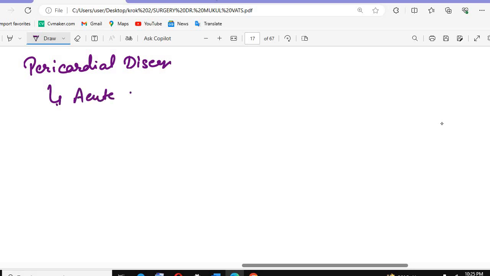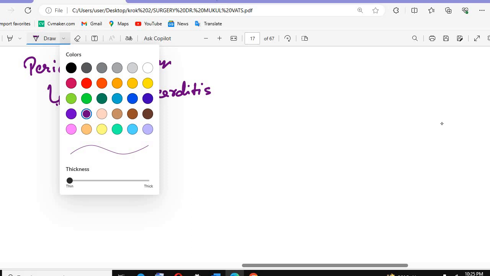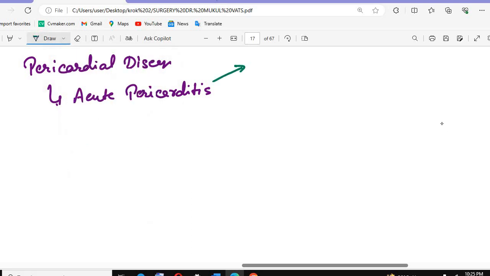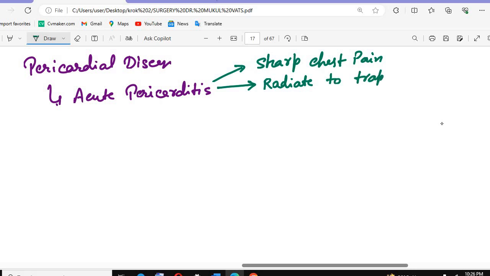If a question about acute pericarditis comes, you will see in the question there is a sharp chest pain. Along with that, this patient's pain will radiate to the trapezius muscles.